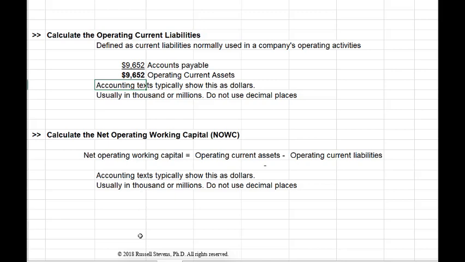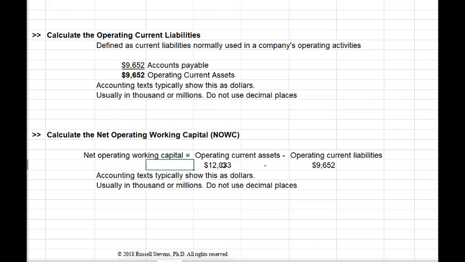The next metric is almost a no-brainer. Type the 12083 number for the operating current assets that was calculated above in the correct workbook cell, and the 9652 number from the operating current liabilities, from above a couple of workbook cells over.